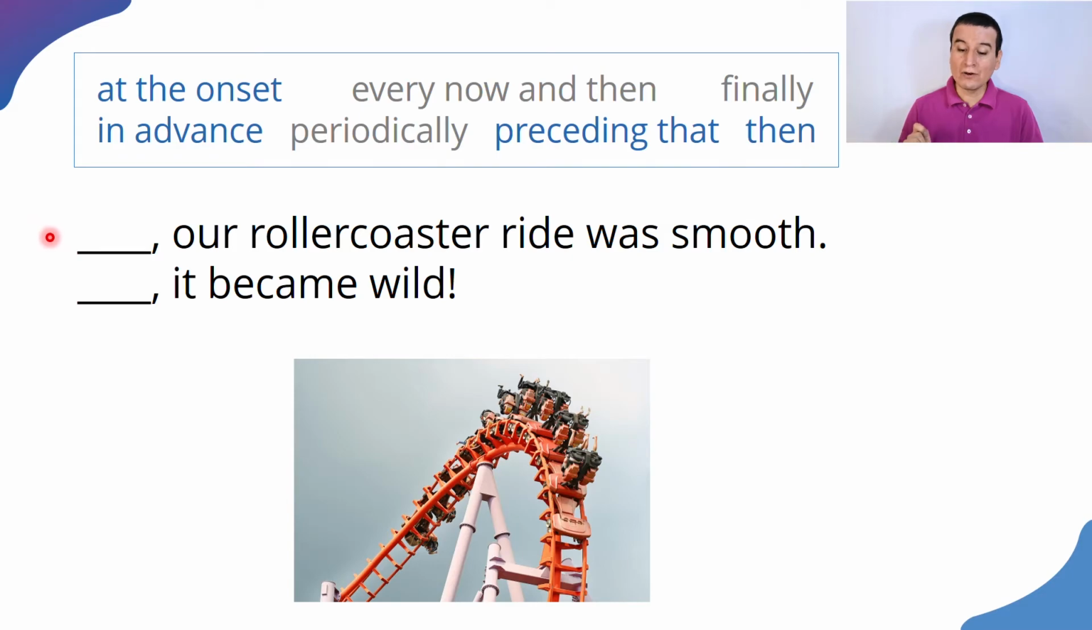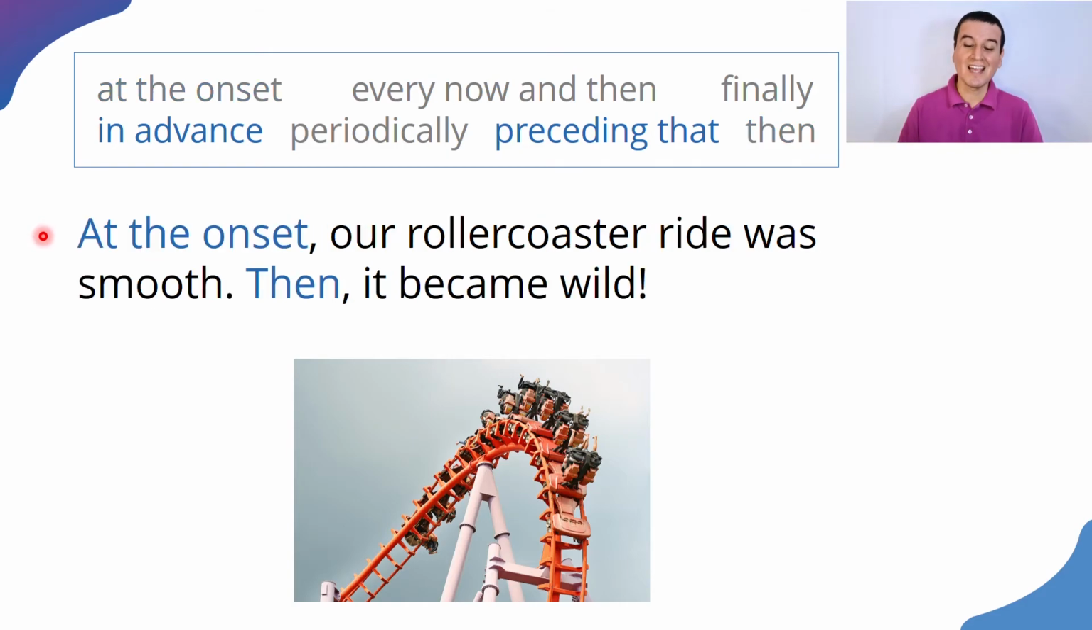Next, we have two blanks here. Blank. Our roller coaster ride was smooth. Blank. It became wild. Right? Of those expressions, so something that happened first and something that happened later. So what do we have? Yes, at the onset, means at the beginning, our roller coaster ride was smooth. Then it became wild. Good. So it means it was really, really hard and extreme. Listen to the pronunciation, please. At the onset, our roller coaster ride was smooth. Then it became wild. All right. Thank you. Remember to practice pronouncing these words as well.